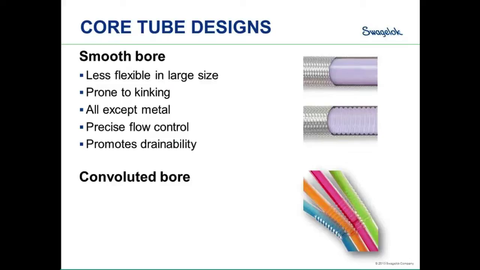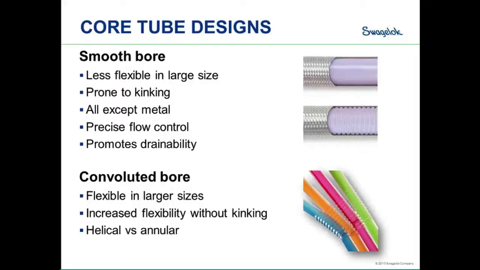All metal hoses would have a convoluted type design because if they didn't, they would be rigid stainless steel tubing or metal tubing. The benefits, however, of a smooth bore, it gives you more control in your flow, and it also promotes better drainability. To go back to the pharmaceutical example, pharmaceuticals typically like smooth bores because of the vaccines or whatever they're conveying through the hoses. They know that it's 100% cleanable.